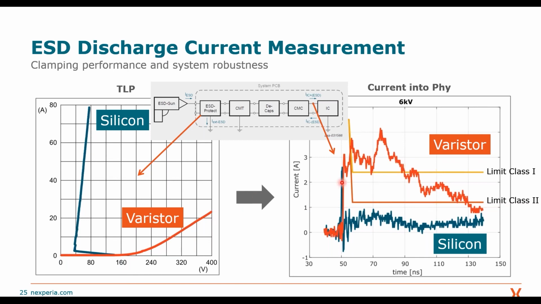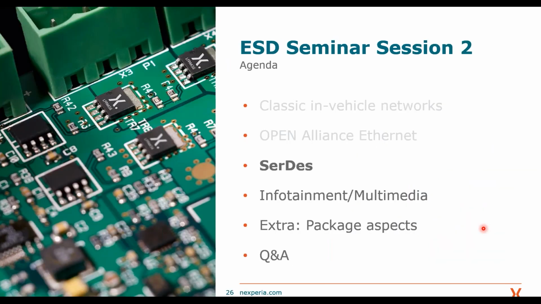has really high current flowing into the PHY, and it is also violating the limits. And if we look at the snapback device, the current is very low, and it also passes these limits. Okay, that was all for Ethernet.